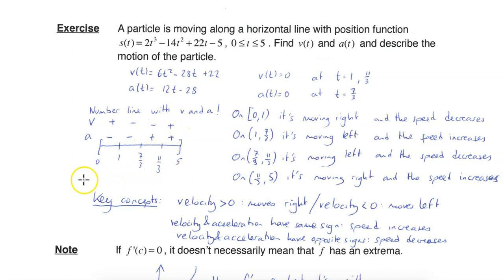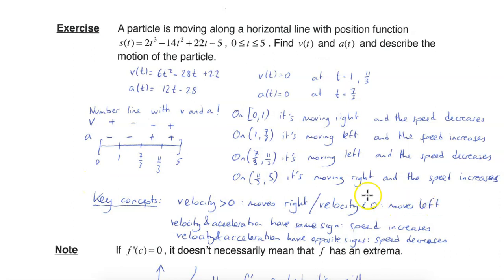So how can I show that with my cursor? Again, I'm going to be moving here left and right. In the beginning, it's moving to the right because v is positive, but it's slowing down. Then it moves left and it goes faster and faster. Then it continues to move left, but it's slowing down. And finally, it starts moving right again, faster and faster.